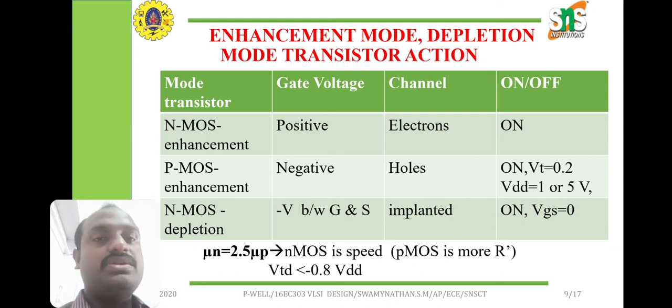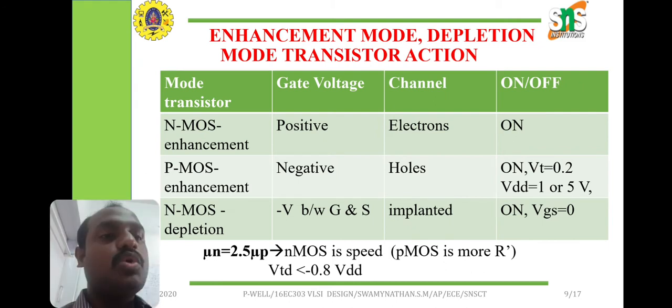So first one, enhancement mode means a positive gate voltage is given, so electrons will flow in the channel. So the transistor is on. Next, PMOS enhancement. PMOS means P for positive. Positive means holes. Here we are using the holes. N means negative. Negative means electrons. So here PMOS means we are using the holes. So if the transistor is on, the threshold voltage Vt is equal to 0.2 VDD. So you can define 1 or 5 volts.